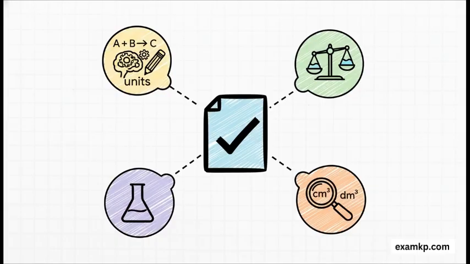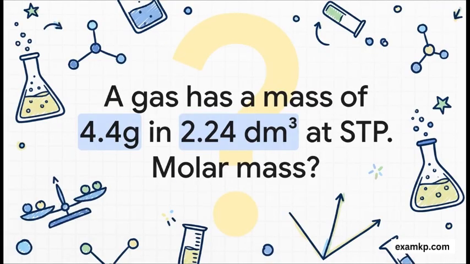You have the tools, you have the strategy. To finish up, I'm leaving you with a challenge. You're given the volume and the mass of a gas at STP. Can you work backward to find its molar mass? Go ahead, pause and give it a shot. Prove to yourself that you've got this down.